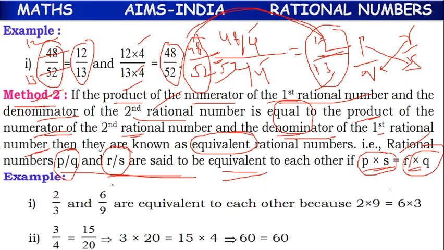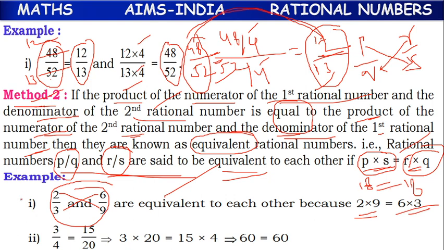Suppose we want to compare 2 by 3 and 6 by 9, whether they are equivalent or not. How to compare? 2 into 9 is 18, and 6 into 3 is 18. Both the products are equal. So, the given rational numbers are equivalent. Like that we can tell.